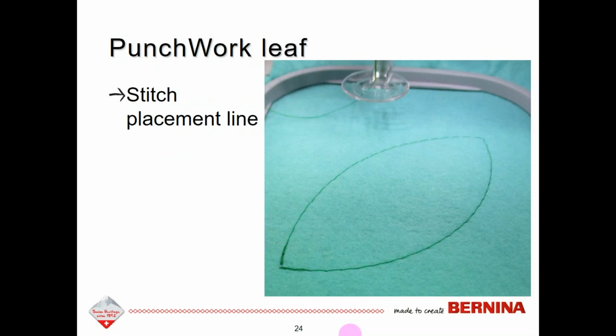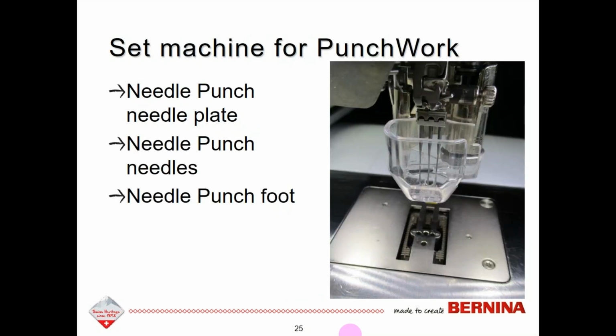For the PunchWork leaf, I think of PunchWork as being a lot like applique as well. A placement line is going to stitch first. I used a piece of felt to be the background, and I hooped this without stabilizer. Then I set the machine for PunchWork. I used the needle punch needle plate, the needle punch needles, and the needle punch foot.